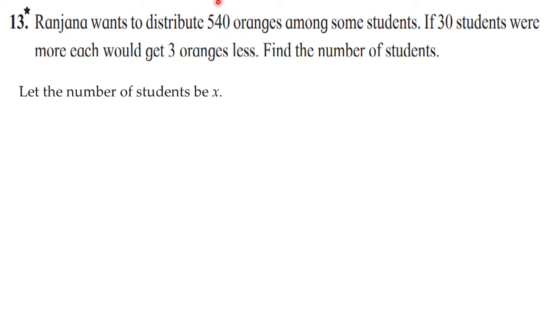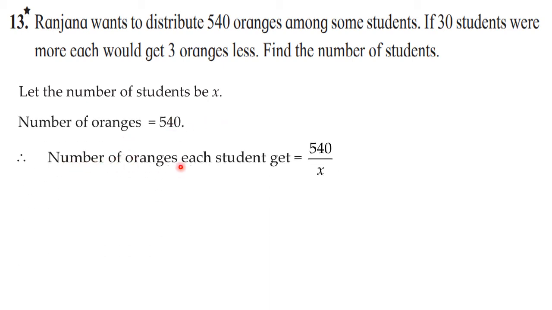Now see, total number of oranges are given. They are 540. So from these two quantities, 540 and the number of students x, we will get the number of oranges that each student is going to get. That is total number of oranges divided by the number of students. So every student is going to get 540 upon x oranges.